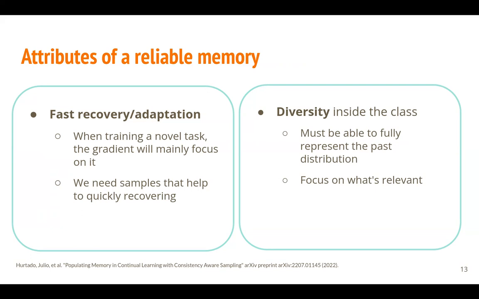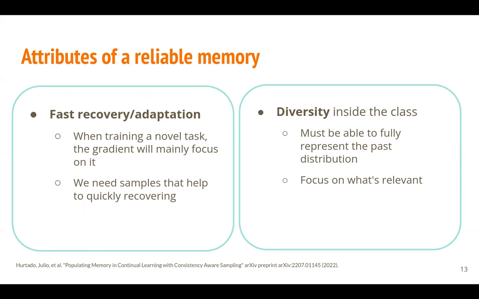The first one is fast recovery or fast adaptation, because we know that when we start learning a new task, the model is going to focus on that task. I mean, the optimization function is made in that way, because most of the loss is going to focus on elements that we haven't seen yet, those elements that we don't know yet. So most of the gradients are going to focus on those elements as well. So we're going to lose performance at the beginning of the training of our new task.